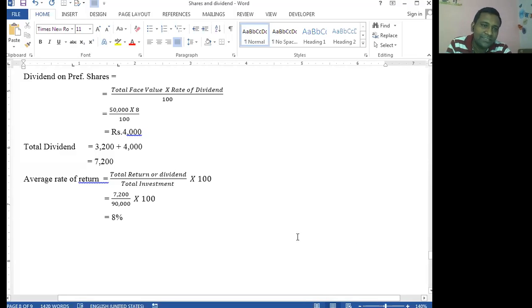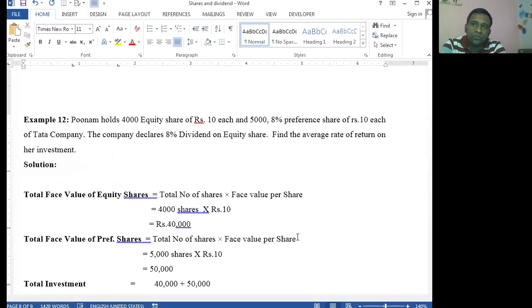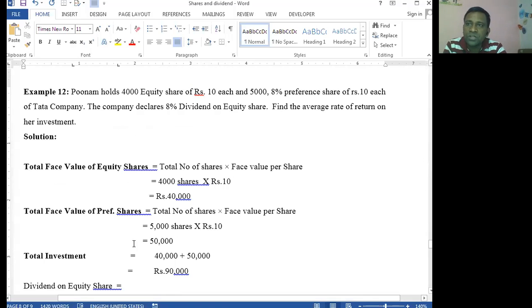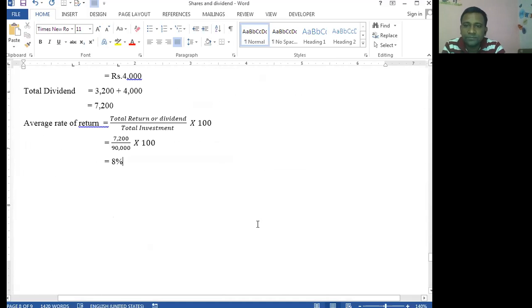So this is the average rate of return. If two types of share are given in the example and it asks the average rate of return, this is the formula. We find out the total return on both the investments, aggregate it, and it is called total return. Also aggregate both investments: calculate the total face value of the first investment, the total face value of the second investment, and aggregate, and this aggregation is called the total investment. Then put the formula for calculating the average rate of return. Average rate of return is equal to total dividend or total return upon total investment multiplied by 100, and you find out the average rate of return. Any doubt?